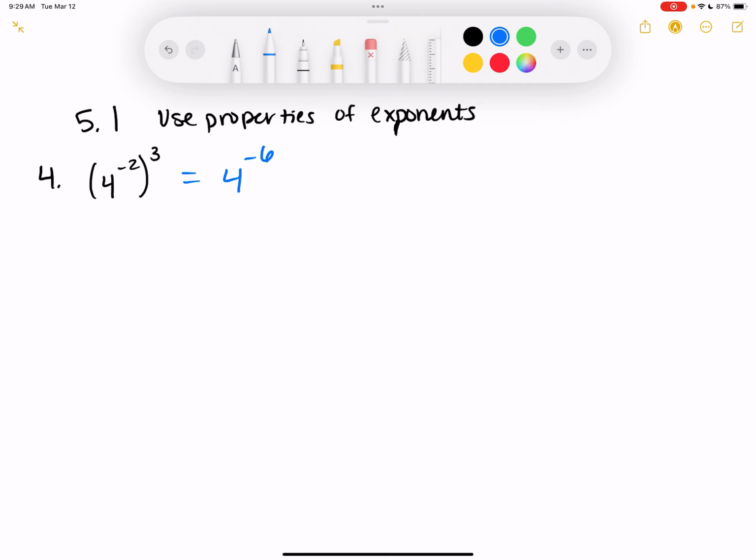And then what do I do because of that negative exponent? It's on the top, so what do I need to do? It's the phrase. Put it where it ain't, make it positive. So it's on top, so that means I need it on the bottom. So this is going to be 1 over 4 raised to the 6th.